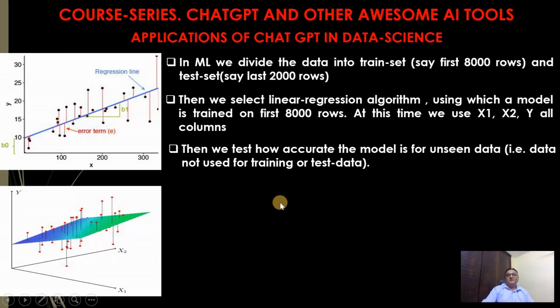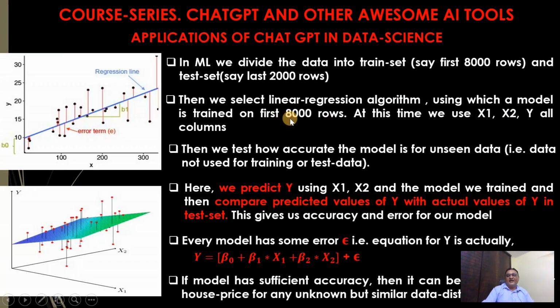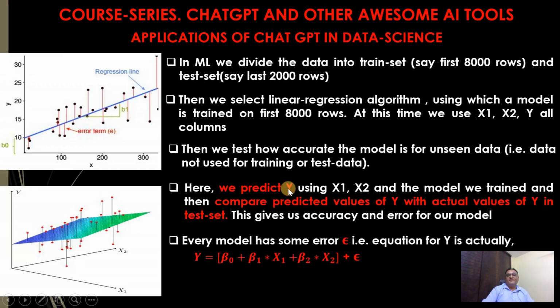So data which is not used for training, that test data, is called unseen data, and we test how accurate it is. So how do we test it? This time we take only x1 and x2 as known, use our model which we have obtained by training it on these 8,000 rows, and we predict y using the model.